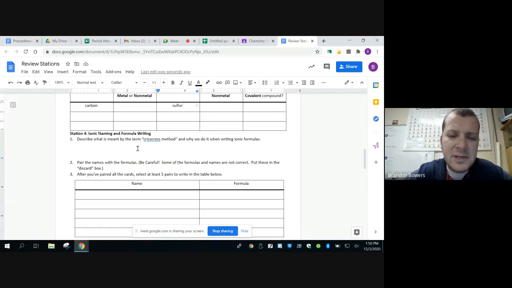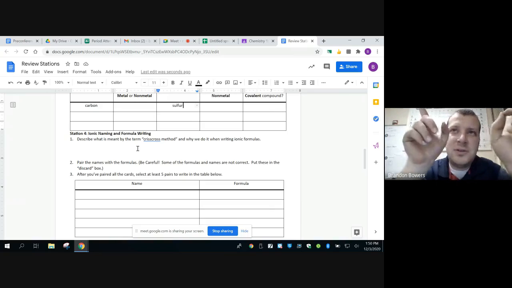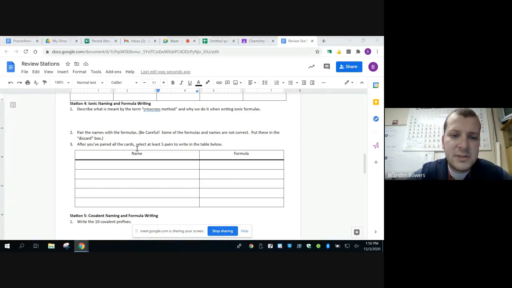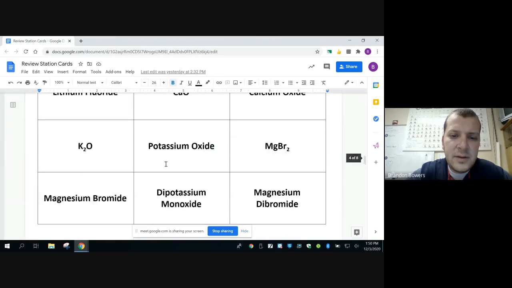All right, describe the crisscross method. What you've got to do is look at what charge is on top of the column of each element. From that, you will be able to crisscross those two charges into the subscripts of how many each element has. Okay, so station 4 looks like this.